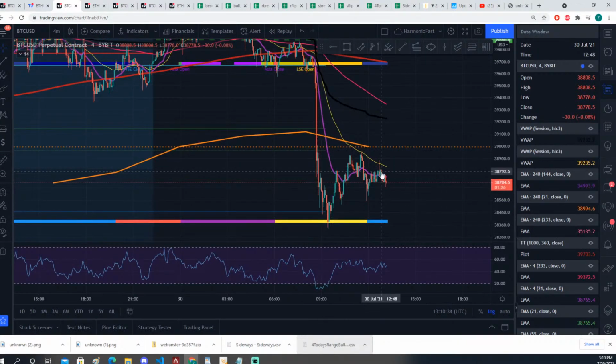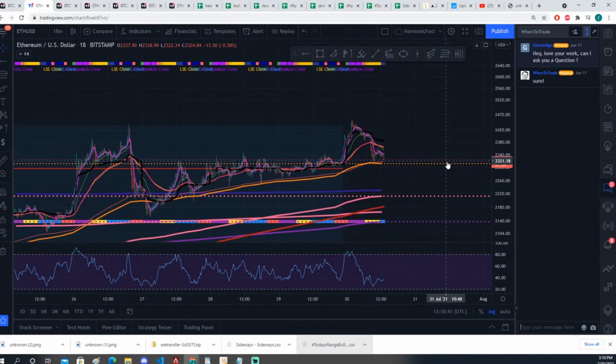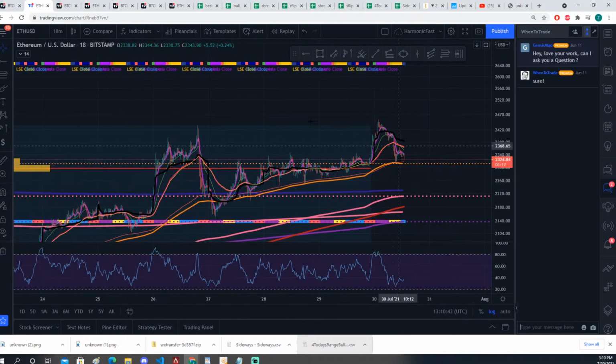So Bitcoin's trading below the 21 EMA, basically getting rejected. Ethereum is looking a lot stronger than that, and it's above the 21 EMA. Also getting really close here, by the way, but okay.